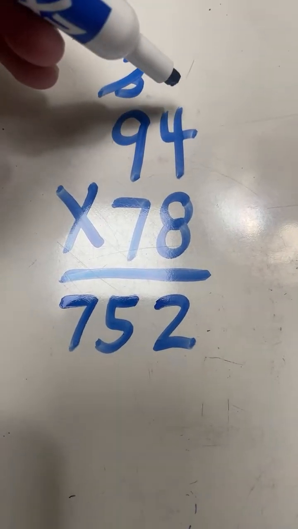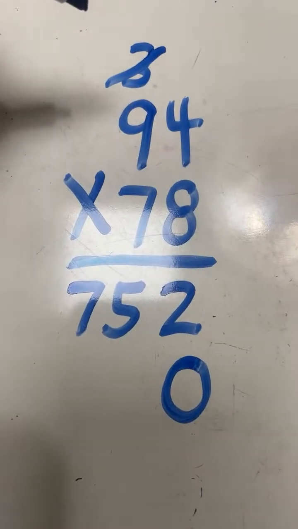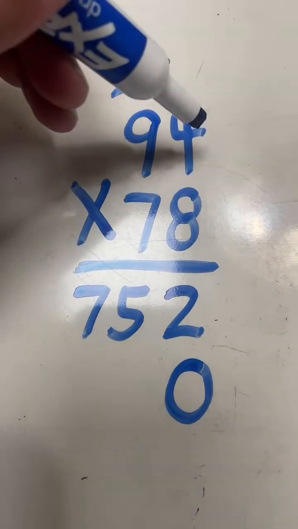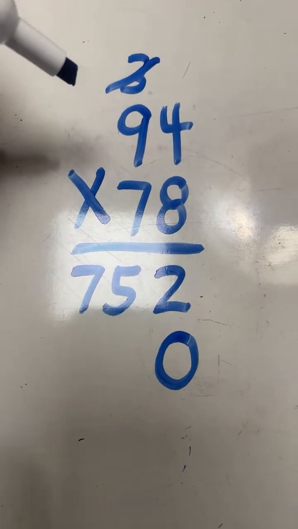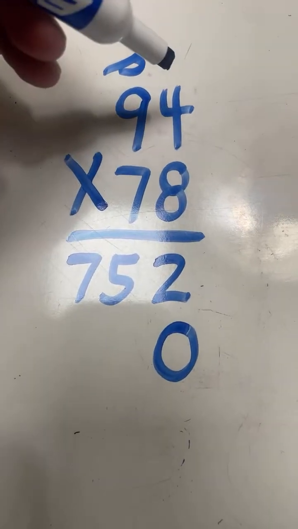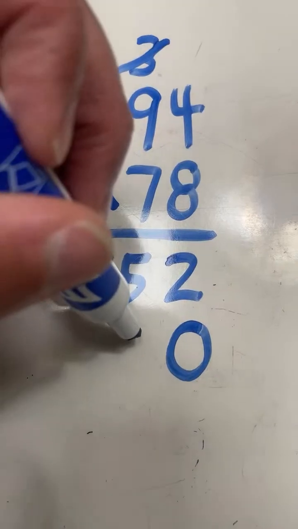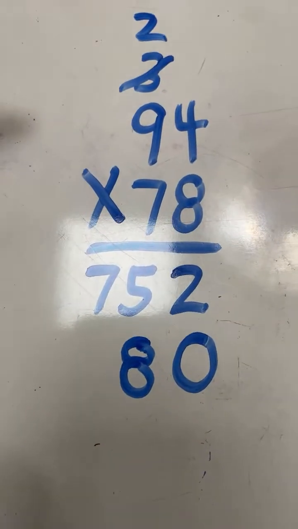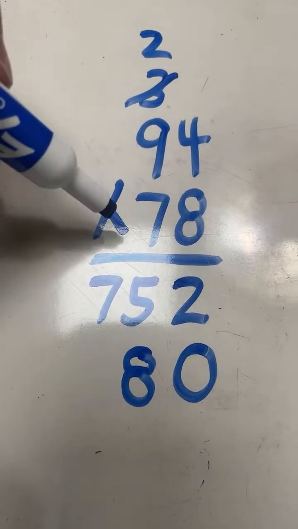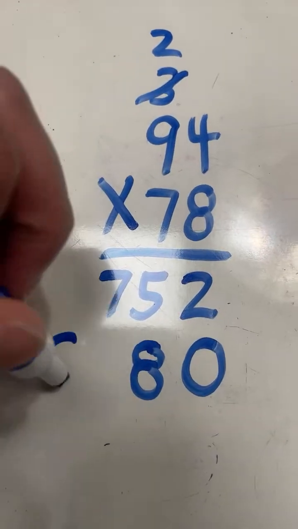we're going to put a 0 in the ones place, since both digits in the ones place have been multiplied already. And now we are multiplying the top 2 digits times the bottom digit in the tens place. 4 times 7 equals 28. 8, carry the 2. 9 times 7 equals 63, plus 2 equals 65.